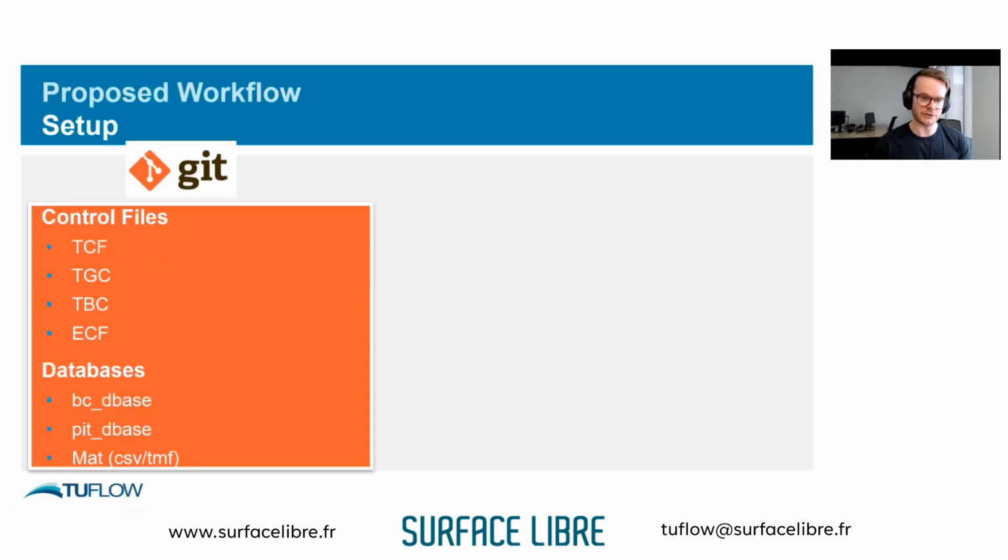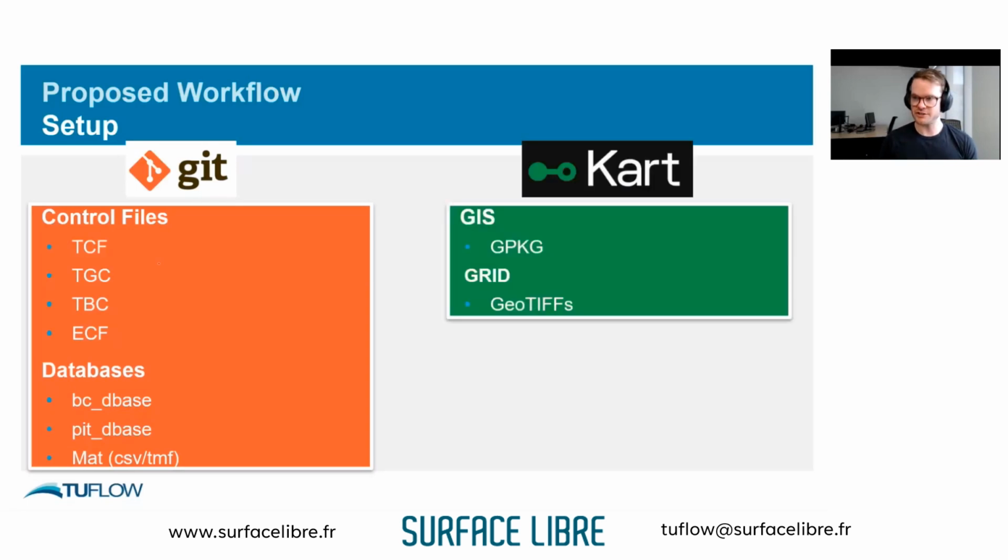So luckily, TUFLOW uses a lot of plain text files. The control files are all plain text, and even our database formats are just CSV files or comma delimited files that are just plain text. So they are perfect for version controlling with Git. In GIS world, we'll be using KART. So remember, this is a separate repository, and all our GIS layers, so your inputs like your 2D code, your 2D mat, whatever else, Z shapes, 1D, pipe networks, everything is going to be done in GeoPackage.